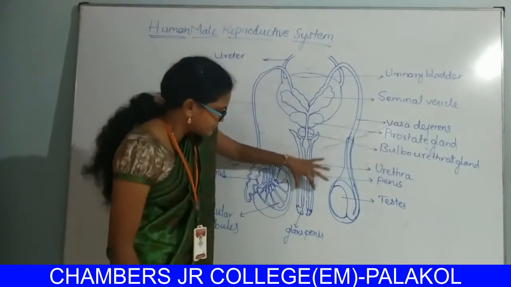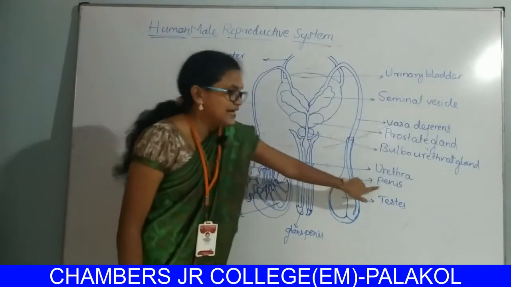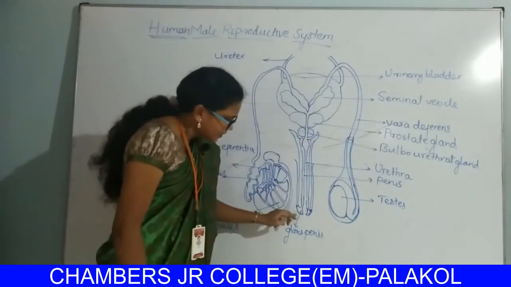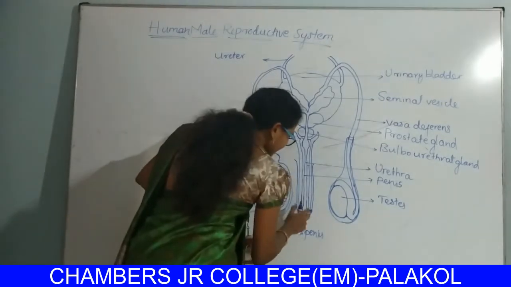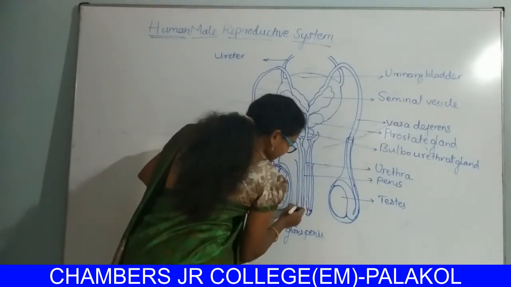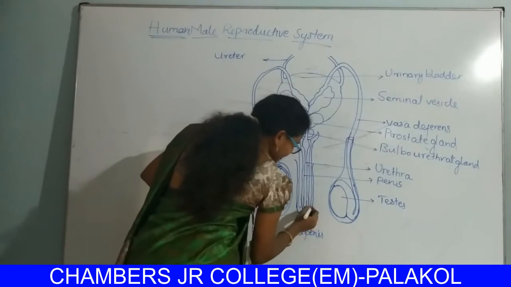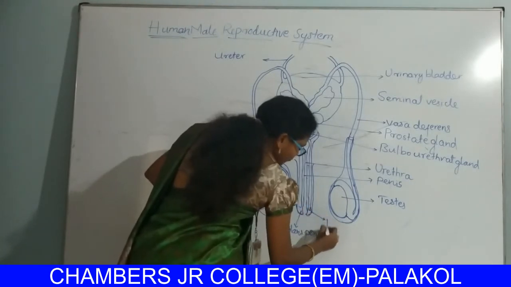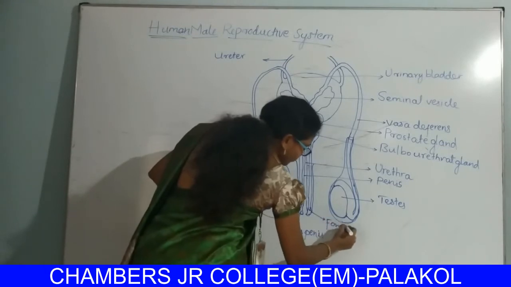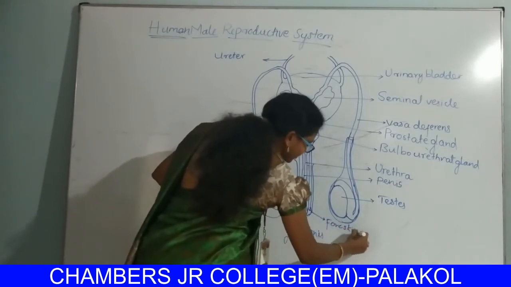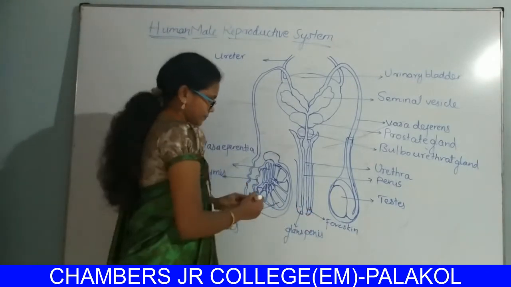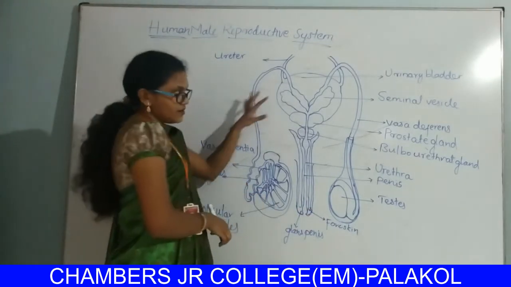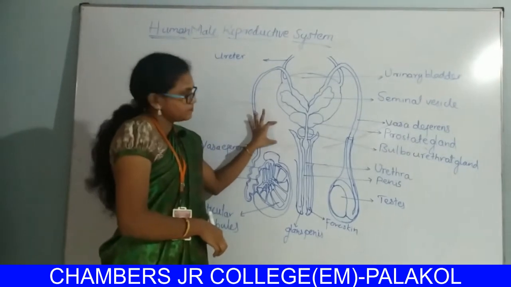And this whole structure is called penis. The last part of the penis is called glans penis. And a layer, this is called foreskin. Okay. So this is the diagram of the male reproductive system.